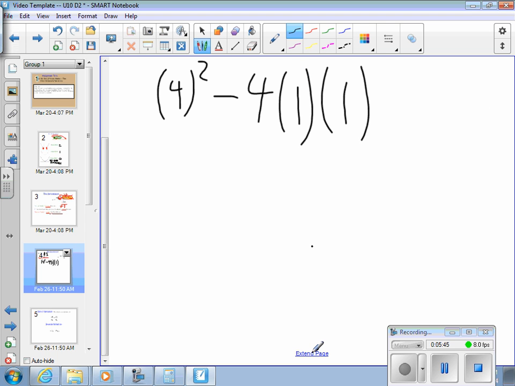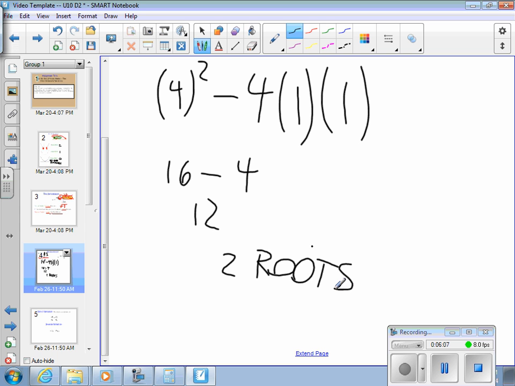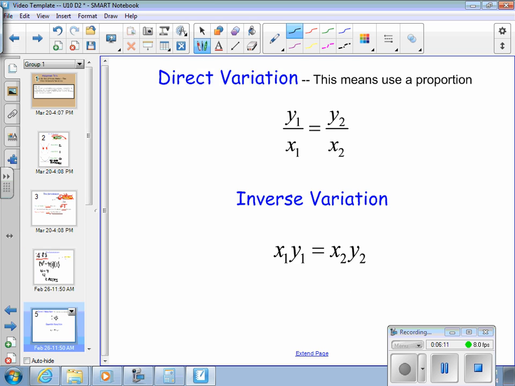Try extending the page here. And so when I do that, 4 times 4 is 16, minus 4 times 1 is 4, 16 minus 4 is 12. I have a positive number, so I have 2 roots, which means 2 solutions if I set it equal to 0. Now let's move on to direct variation.